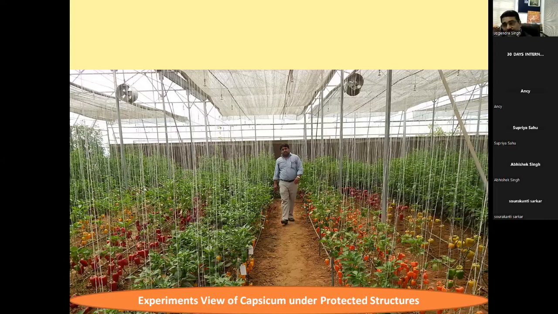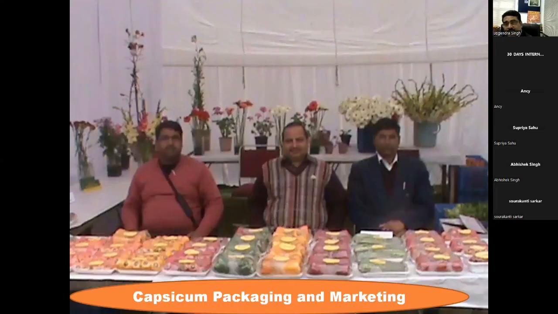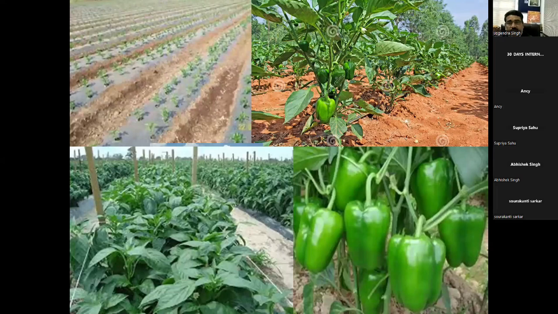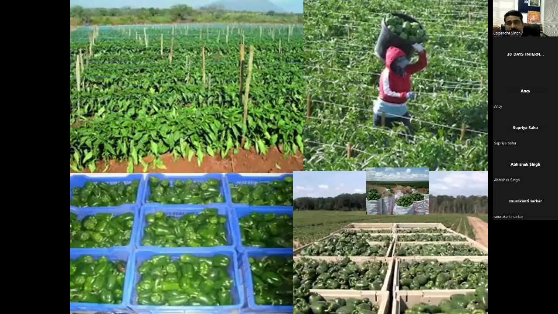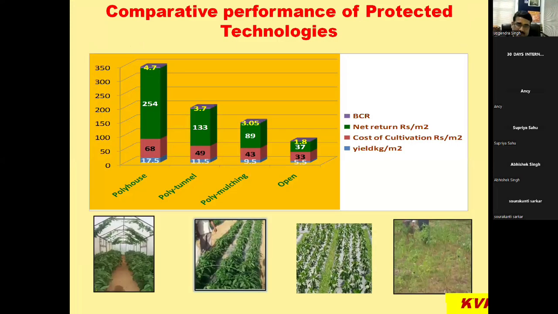So you can see the baby capsicum, and packaging is also beneficial for the farmer. And you can grow green capsicum under open condition through mulching and drip irrigation technology. But yield potential will be less, though a little bit more with integration of fertigation and plastic mulch. So these are the results of capsicum under polyhouse condition, polytunnel, poly mulching and open condition.